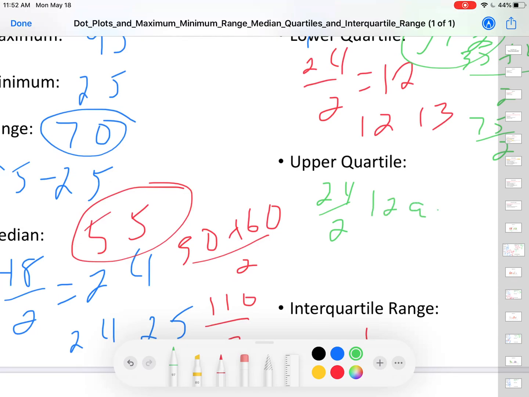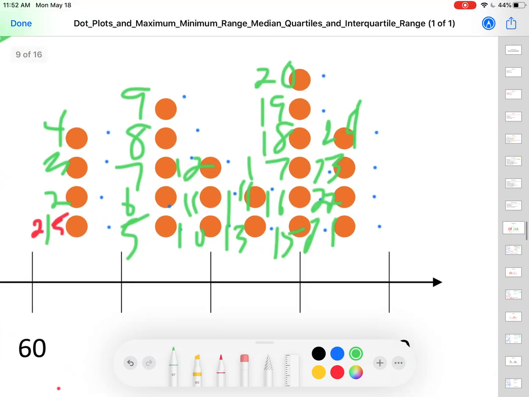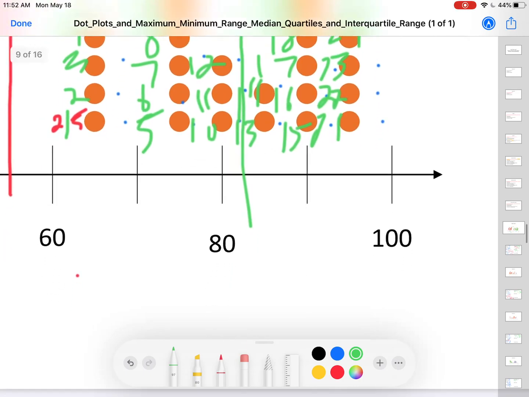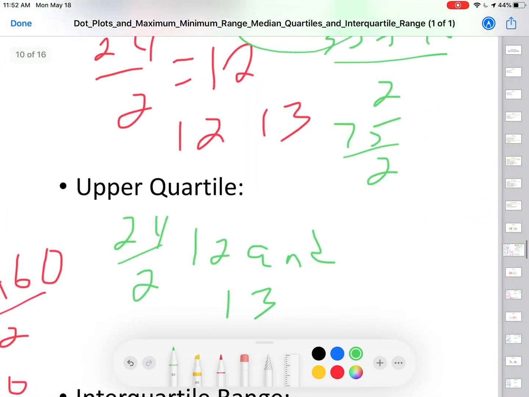I want the 12th and 13th dots. So here's the 12th dot. Here's the 13th dot. Draw a line right between them. 12th, 13th, right there. The 12th dot is 80. The 13th dot is 85. I want to know halfway between those.